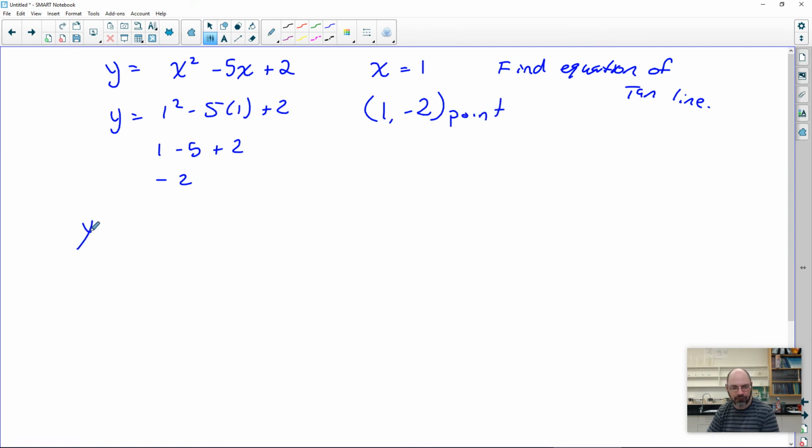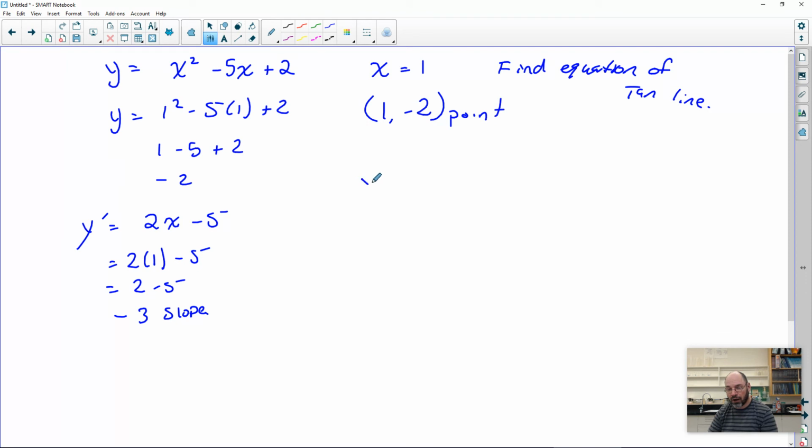Step 2 is to get the derivative. So this is a 2x minus 5, right? 2 comes out front. 2 minus 1 is 1. And then this is just negative 5 because 1 comes out front. 1 minus 1 is 0. And then that's derivative of that 0. Plug in the value of 1. So 2 times 1 is 2 minus 5. So negative 3 is our slope. So now we have our slope and our point.